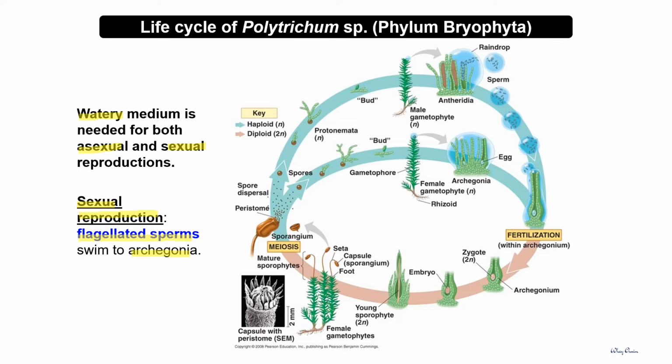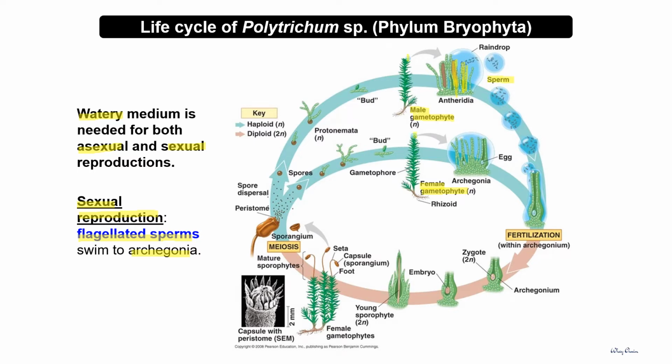The life cycle shows alternation of generation. We start with the haploid stage, which consists of the male gametophyte and female gametophyte. Both are multicellular, but each of the cells of this gametophyte consists of a haploid set of chromosomes. At the tip of the male gametophyte, there is the antheridia. This is one antheridium and we have many antheridia. Within it, there is the formation of haploid sperm through mitosis.